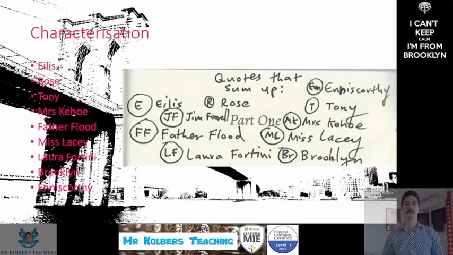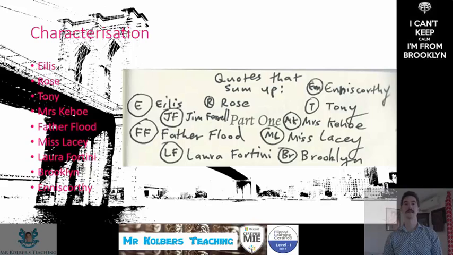You're also going to be finding symbols, but firstly it's probably more important to look at characterization. So I've just listed all the characters here and given them a short little initial. The only one I've left out is Eilis's mother. You might want to add that yourself.